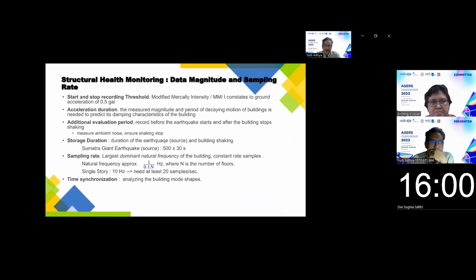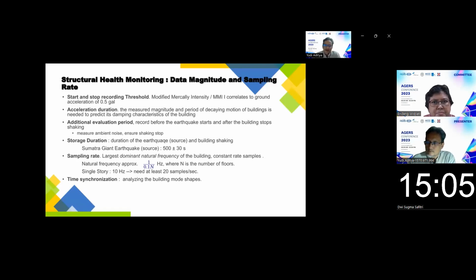The data magnitude and sampling for structural health monitoring: start and stop recording thresholds. The MMI, or Modified Mercalli Intensity MMI 1, correlates to ground acceleration of 0.5 gal. The acceleration durations should measure the magnitude and period of decay motion of buildings, which is needed to predict the damping characteristic of the building. Additional evaluation period: record before the earthquake starts and after the building stops shaking. This is for measurement of ambient noise and to ensure that the shaking has already stopped. Storage duration is the duration of the earthquake at the source and the building shaking. For example, for the Sumatra giant earthquake at the source, the duration is about 500 plus minus 30 seconds.